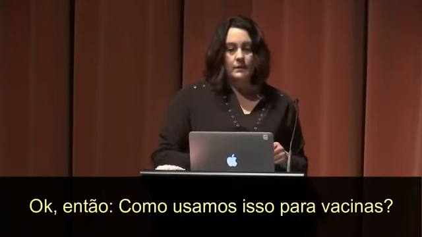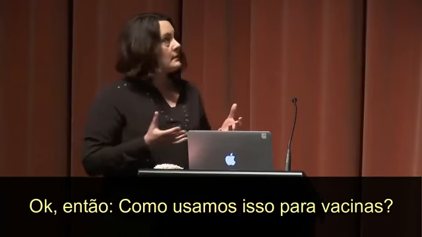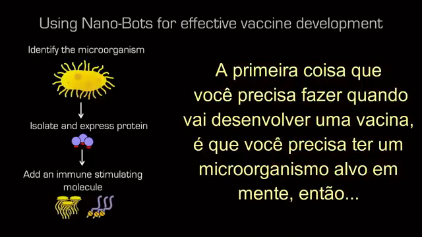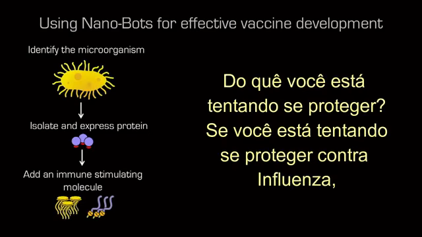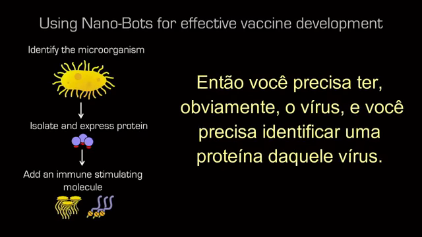Okay, so how do we use these for vaccines? So the first thing that you need to do if you want to develop a vaccine is you need to have a target microorganism in mind. So what are you trying to protect against? If you're trying to protect against influenza, then you need to have, obviously, the virus, and you need to identify a protein from that virus.